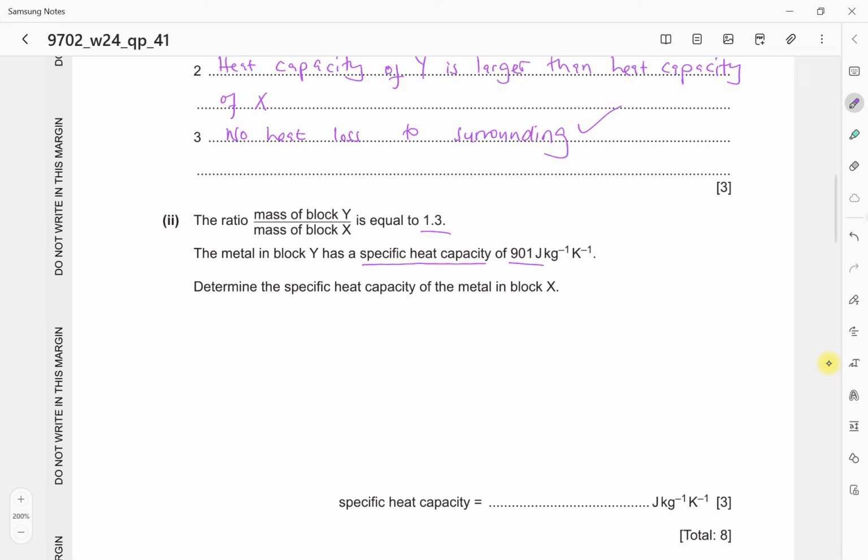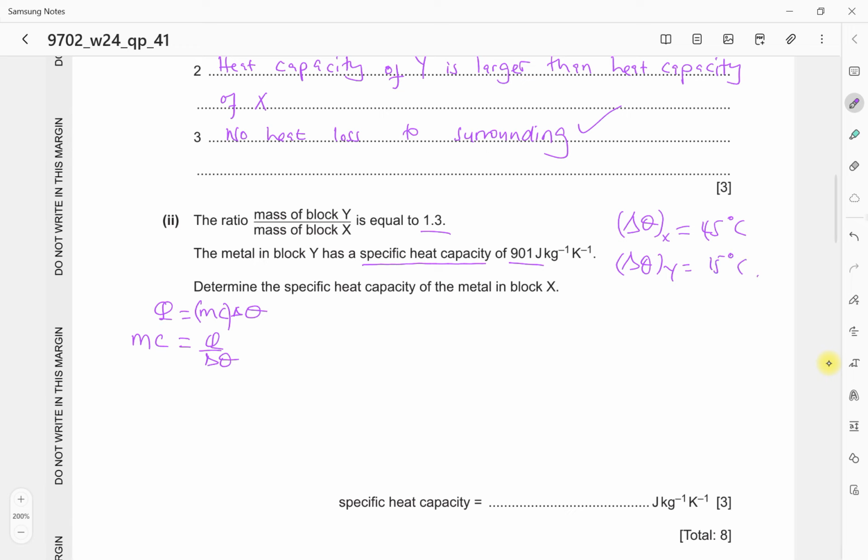Okay, so we know that Q equals mc delta theta, and remember, by the way, m times c is the heat capacity. So m times c is going to be equal to Q divided by delta theta. And delta theta for X, we saw I think it was 45 degrees Celsius. The change in temperature for Y was 15 degrees Celsius.